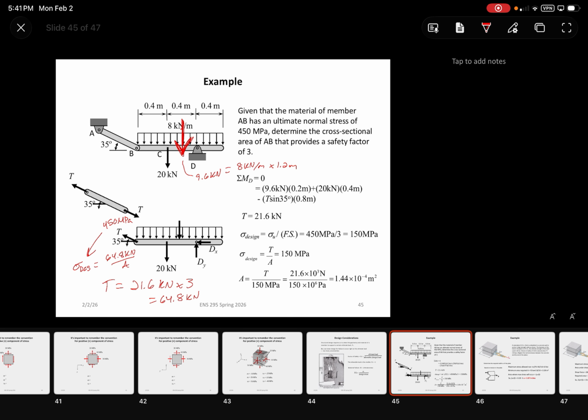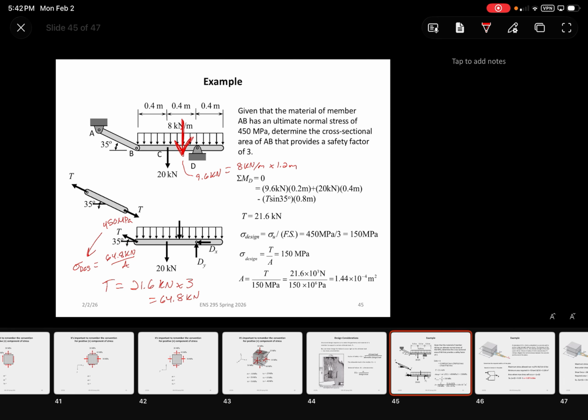But basically, when you take moments, it's a force multiplied by a perpendicular distance, which in this problem is just basically where this pin is to this force here, which is 0.4 meters divided by 2. Gotcha. And that's the location. Are there any other questions about this problem?